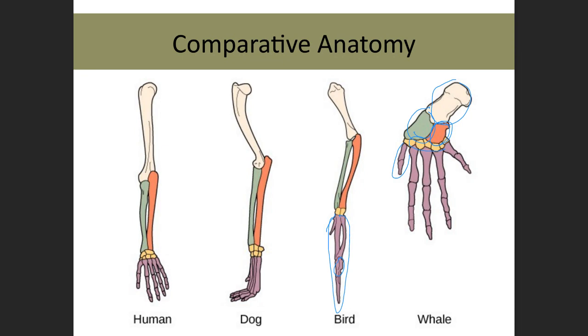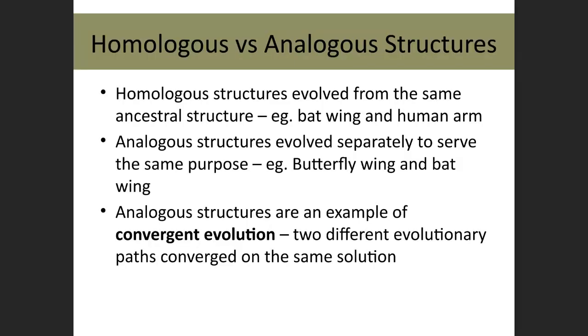So these traits, when they're due to a common ancestor, are called homologous. Homo means the same. And so these are similarities due to shared ancestry. So we can trace a lot of evolution by looking at these homologous structures.